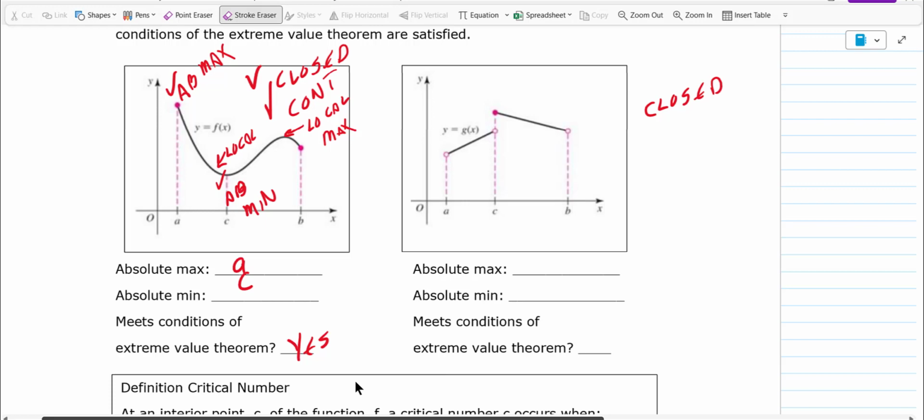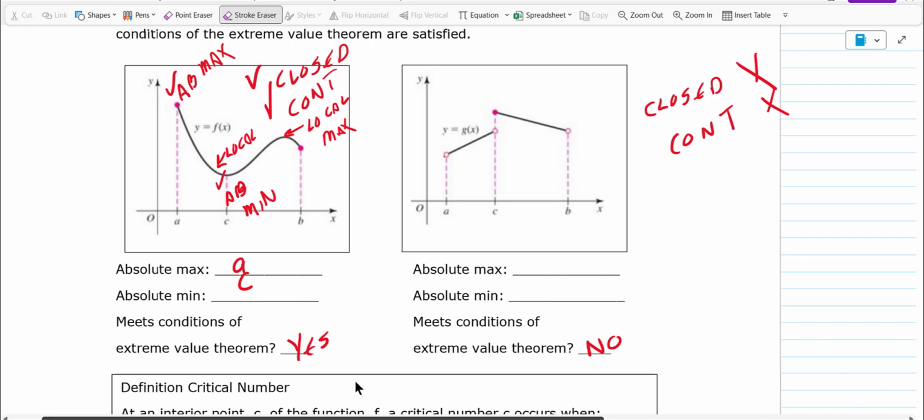Let's take a look at this one. Would you consider this to be a closed interval? No, there are bubbles at the end. Would you consider this graph to be continuous? No, there's a break in the graph. So this does not meet the conditions of the extreme value theorem. If it doesn't meet those conditions, then you don't have to have an absolute max or min, but you might have one or the other. If the extreme value theorem doesn't apply, you might have one or you might have none.